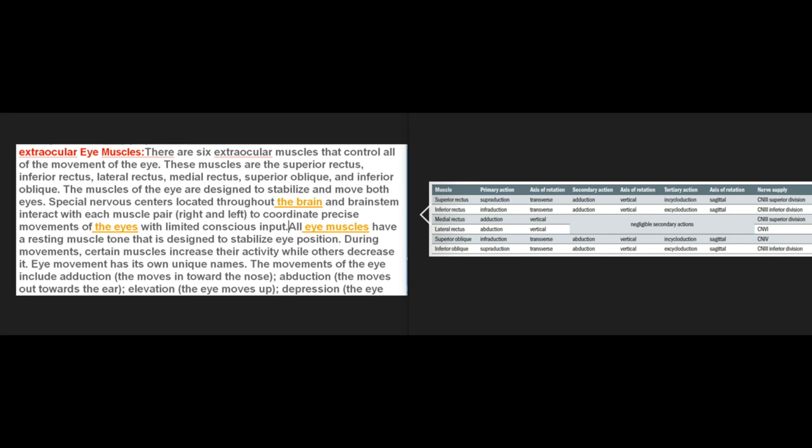All eye muscles have a resting muscle tone that is designed to stabilize eye position. During movements, certain muscles increase their activity while others decrease it. Eye movement has its own unique names.